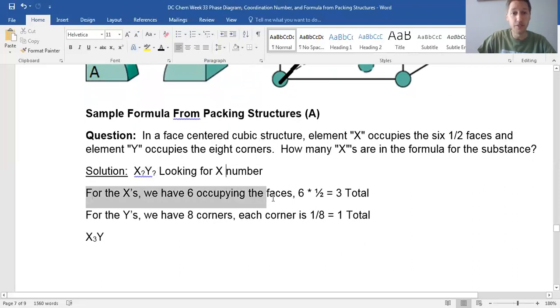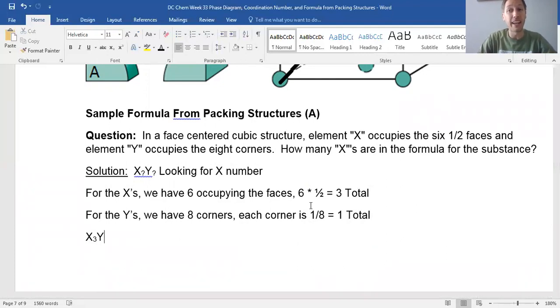For the X's, we have 6 faces. Each face is a half atom in. That means we have 3 atoms total inside of it. For the Y's, 8 corners, each corner is an eighth. That means we have 1 total Y in, which means our formula is X3Y. Quick note when you're doing the homework assignment, sometimes these packing structures don't add up all the way to 4 atoms. Like for face-centered cubic, I might not make it add up to 4. In this case, it did.